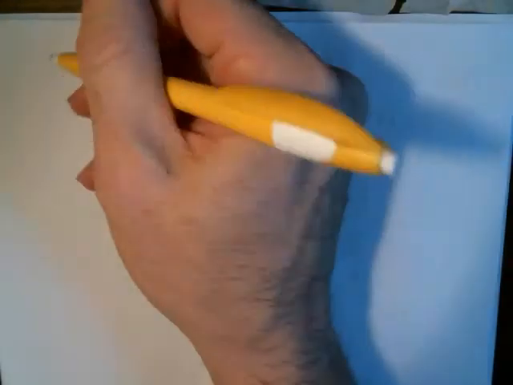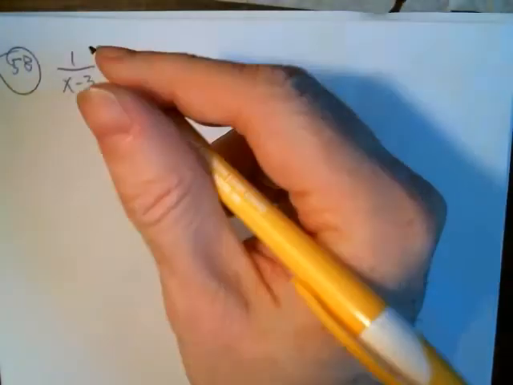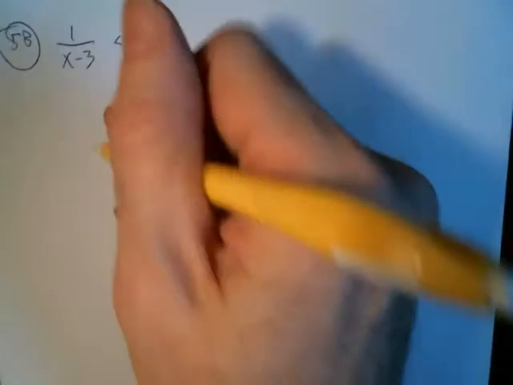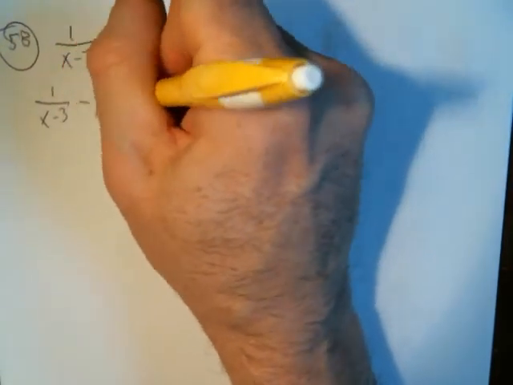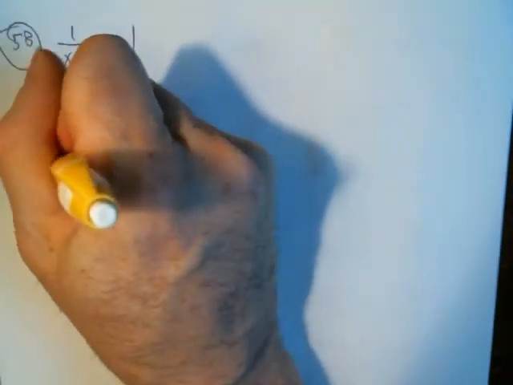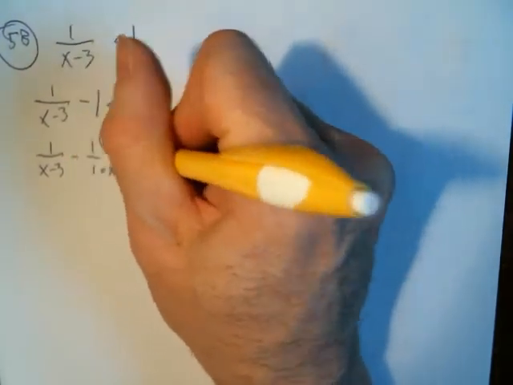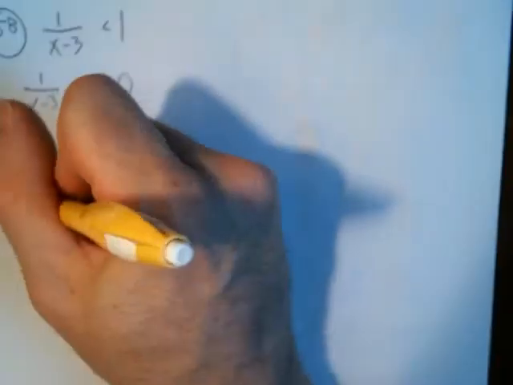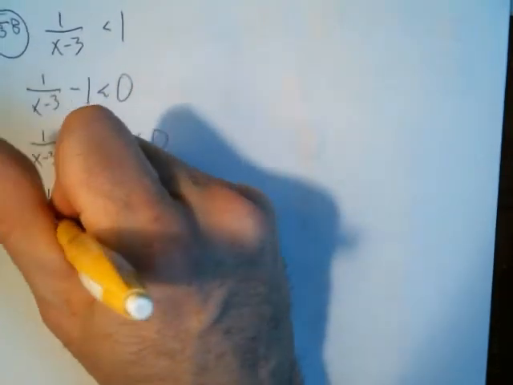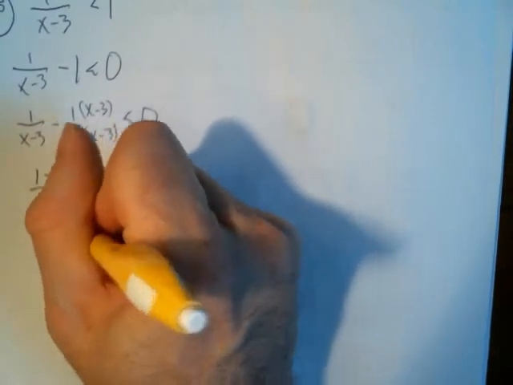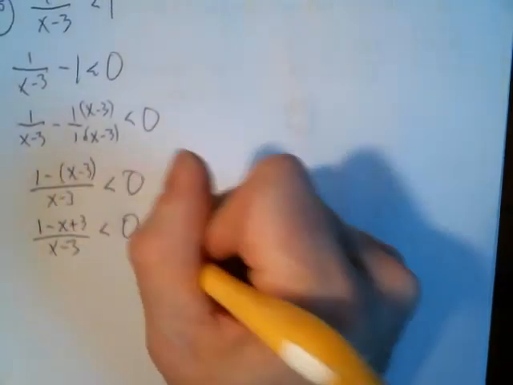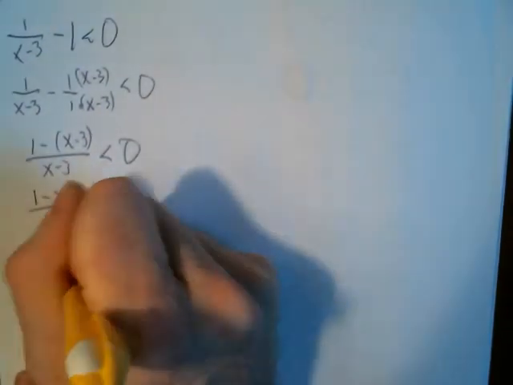One more, and then we want to do an application. So this is 58. And we have 1 all over x minus 3, less than 1. And we want to go through the same process. Right? So we'll go 1 all over x minus 3 minus 1 less than 0. Find your common denominator. 1 is the same as 1 over 1, so you multiply top and bottom by x minus 3. Right, so I'll have 1 minus x minus 3 all over x minus 3. And simplify, distribute the negative, 1 minus x plus 3 all over x minus 3. Negative x plus 3 plus 1 is 4 minus x, and then that's all over x minus 3.